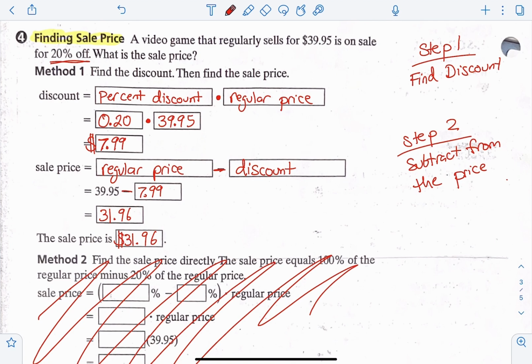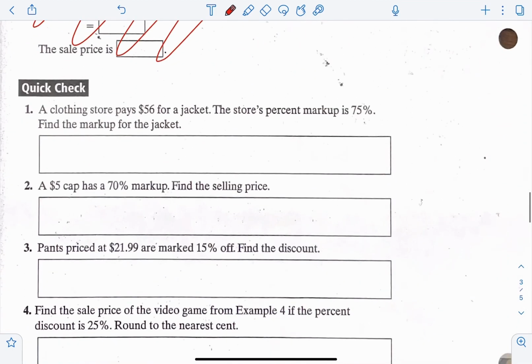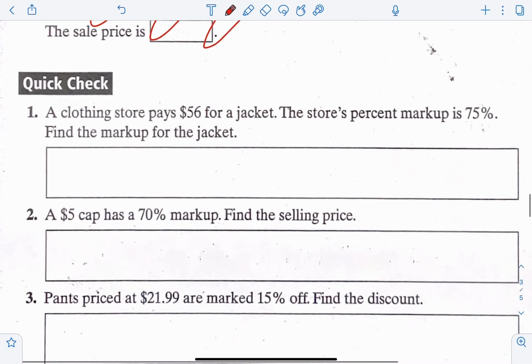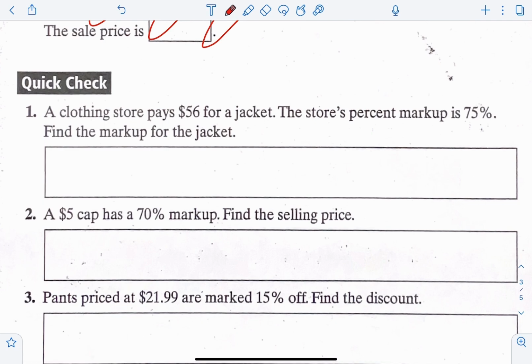All right, let's look at the quick checks. So the clothing store pays $56 for a jacket. The store's percent markup is 75%. Find the markup for the jacket. So markup was the first thing we did. It only has 1 step. If you need a little help, go back to number 1, finding the markup on the other side of the page to remember how to do it. And go ahead and pause the video and try number 1, and then we'll come back and check them together.